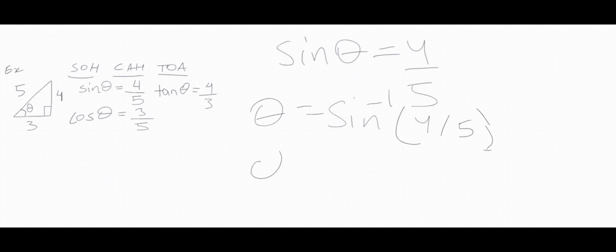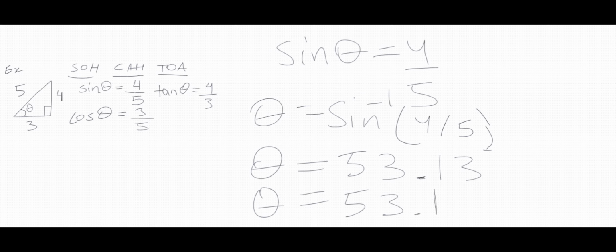So now we just put this in our calculator. Theta equals, if we put sine inverse of 4 over 5 in our calculator, 53.13. In math, we usually do 3 significant figures. So theta equals 53.1. And since theta is an angle, we have to make sure we put our measurement in it, so that's degrees. So 53.1 degrees. And remember, we had all our sides, so we could use any of the trigonometric ratios.